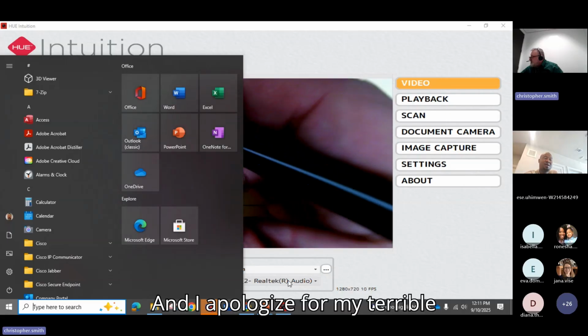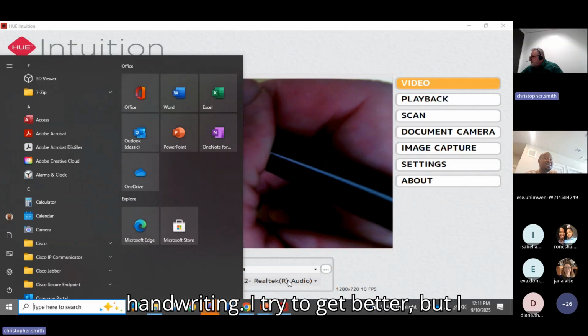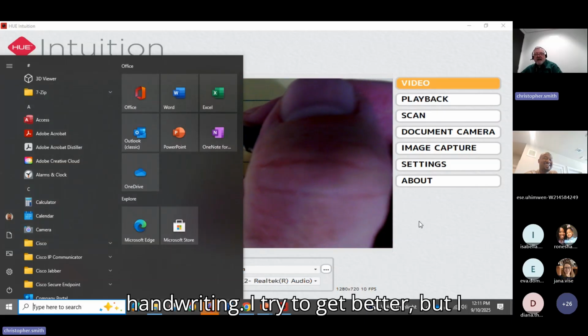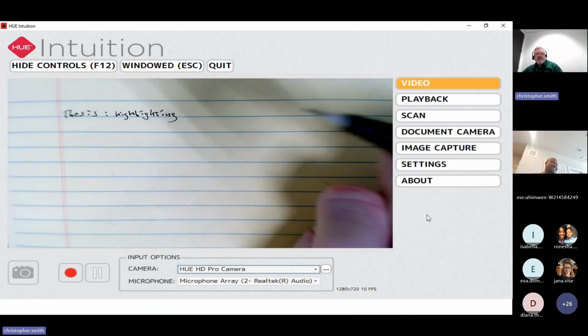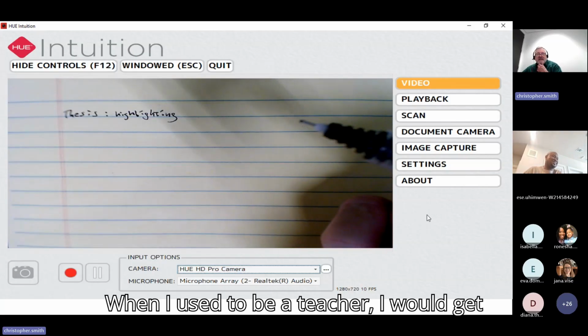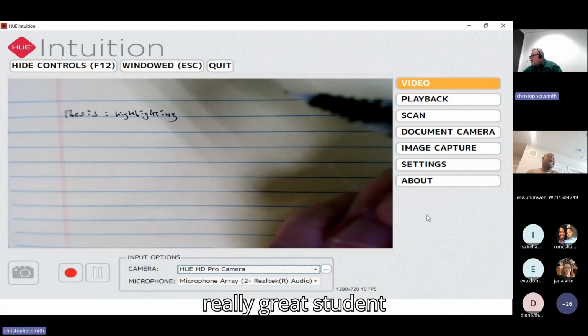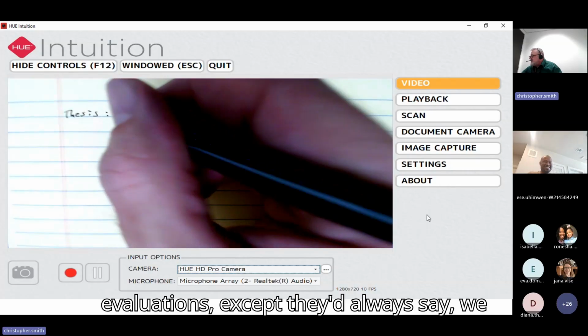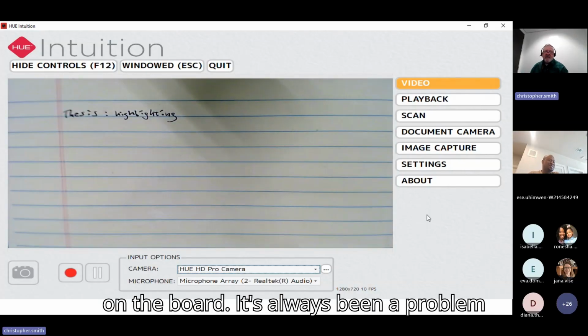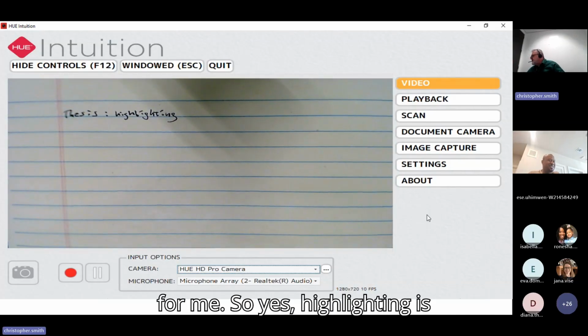And I apologize for my terrible handwriting. I try to get better, but I never improve very much. When I used to be a teacher, I would get really great student evaluations, except they'd always say, we don't know what the hell you're writing on the board. It's always been a problem for me.